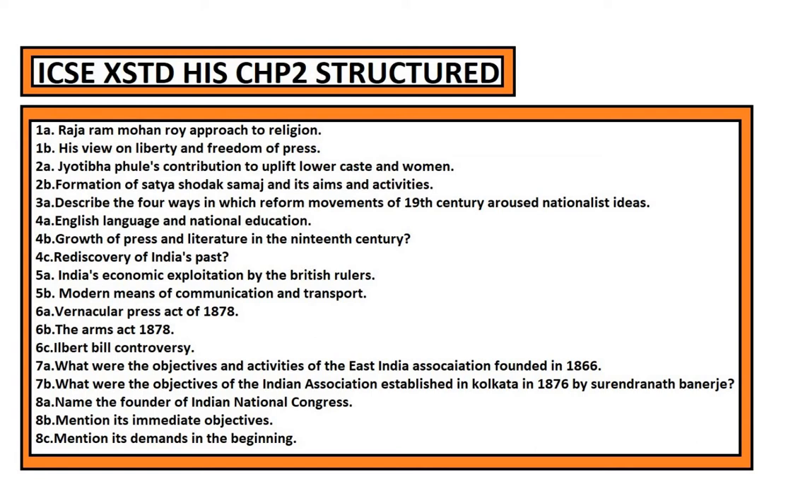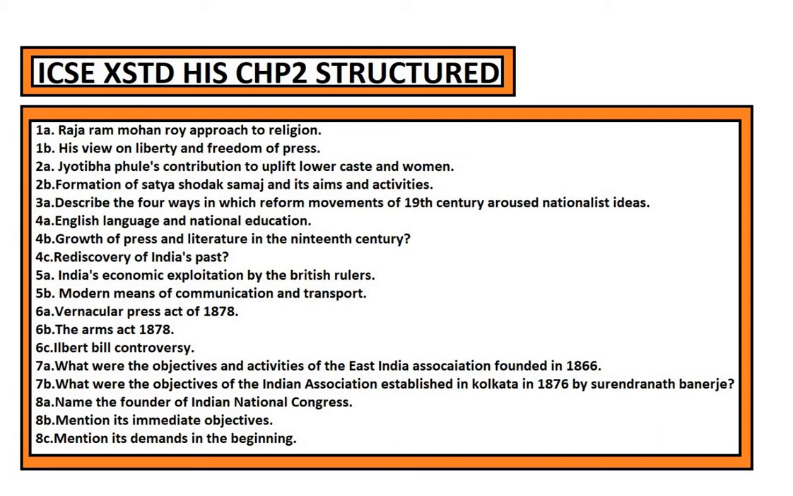So next, 1B is his view on liberty and freedom of the press. He regarded liberty as a priceless possession of every individual. Liberty was also needed for the nation. He criticized all those measures which deprived Indians of their civil and democratic rights. Raja Ram Mohan Roy had started a Bengali weekly magazine called Samvad Kaumudi. He started a Persian paper called Mirat-ul-Akbar. Both the publications had a distinct nationalist and progressive character.